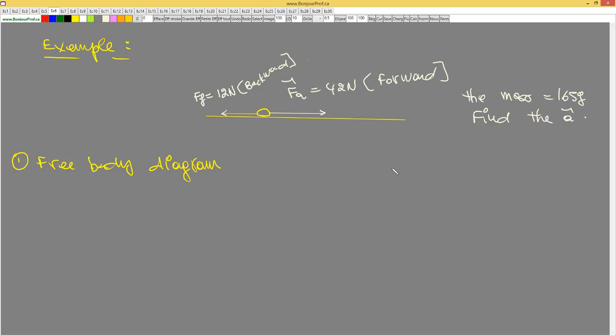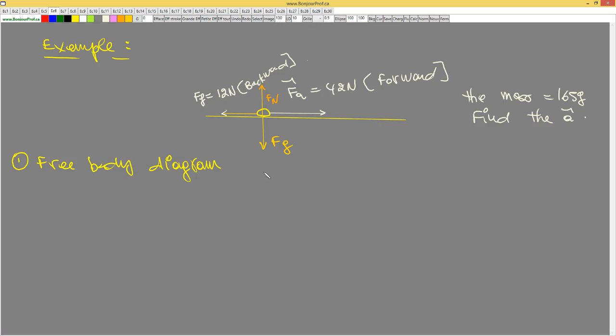Understand? So the first thing that we have to put is the free body diagram. What are the forces on my object? First, we have the applied force and the force of friction, they give them to us. But we have additional forces. We have the force of gravity. We said there is always a force of gravity. And we have another force, the normal force.